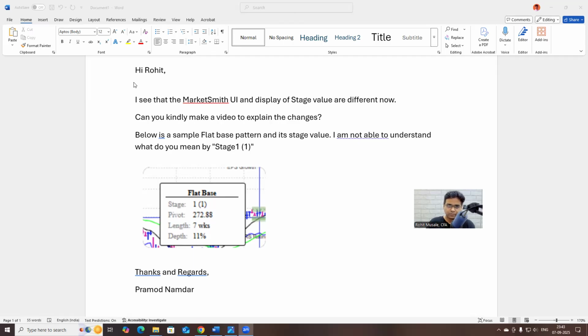So he writes, Hi Rohit, I see that the MarketSmith user interface and display of stage value are different now. See, when MarketSmith mentions stage, you can translate it to base. Okay, stage is nothing but a base. Can you kindly make a video to explain the changes? Below is a sample flat base pattern and its stage value. I am not able to understand what you mean by stage 1 in the bracket 1.